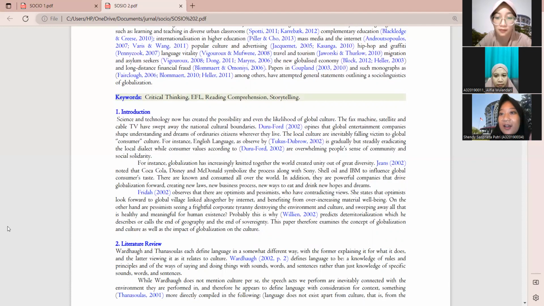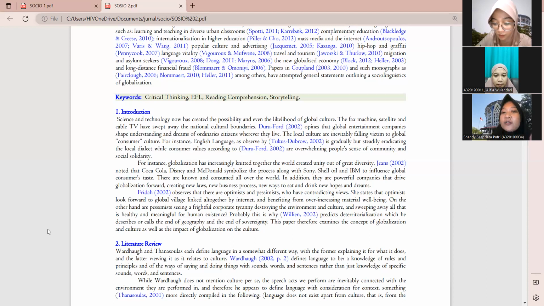The 2022 report opines that global entertainment companies shape the understanding and dreams of ordinary citizens wherever they live. Local cultures are inevitably falling victim to global consumer culture. For instance, the English language, as observed by Tukus Dubrow, 2002, is gradually but steadily eradicating local dialects, while consumer values, according to the report, are overwhelming people's sense of community and social solidarity.